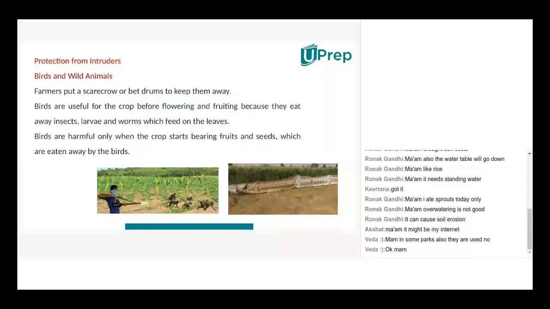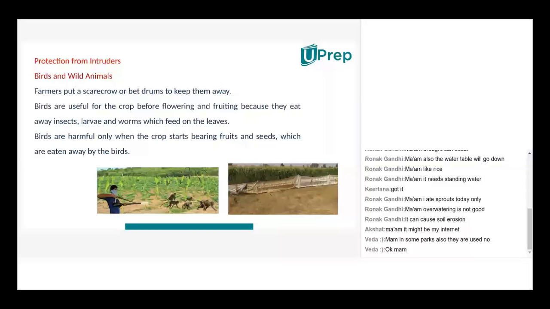Sure. Protection from intruders, birds and wild animals. Farmers put a scarecrow or beat drums to keep them away. Birds are useful for the crop before flowering and fruiting because they eat away insects, larvae, and worms which feed on the leaves. Birds are harmful only when the crop starts bearing fruits and seeds which are eaten away by the birds.